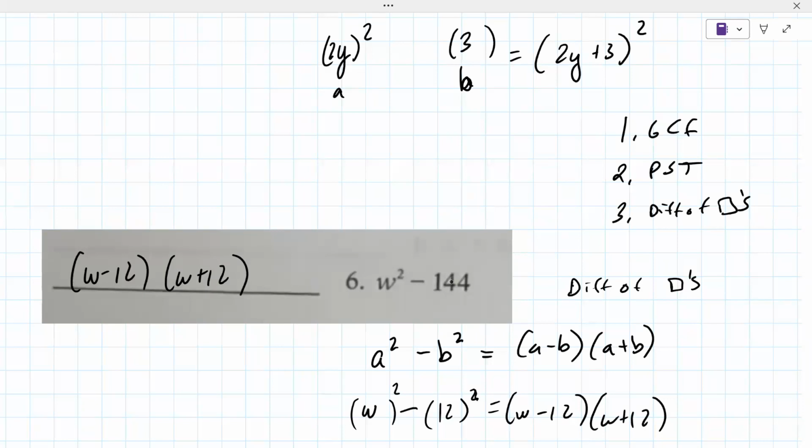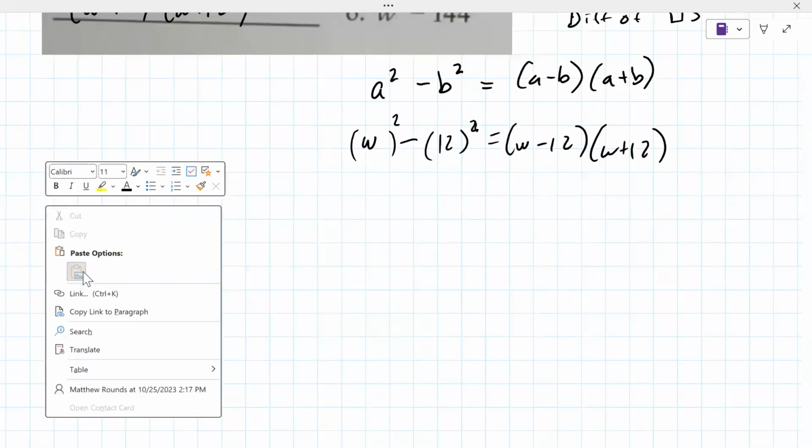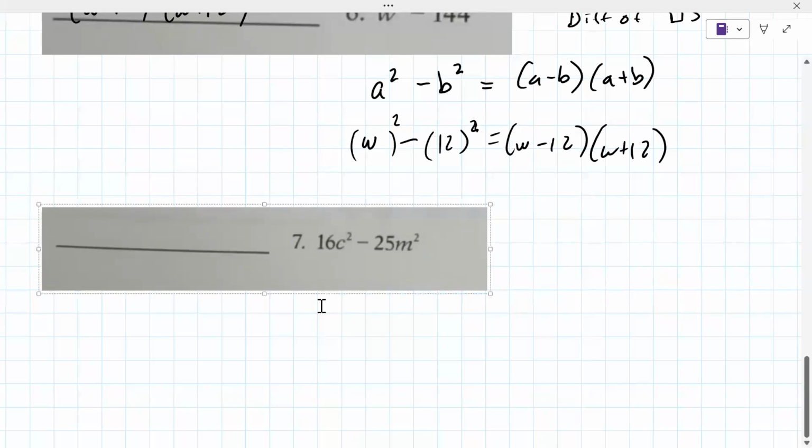Okay, is that all right? Number seven is actually another difference of squares. It's two terms, it's subtracting. That's how you know. You have to figure out what squared minus what squared gets you back to the previous line.